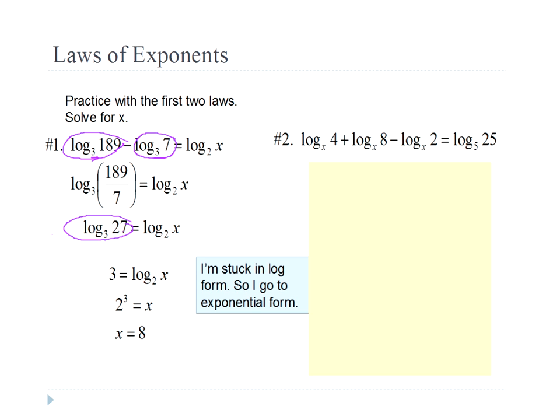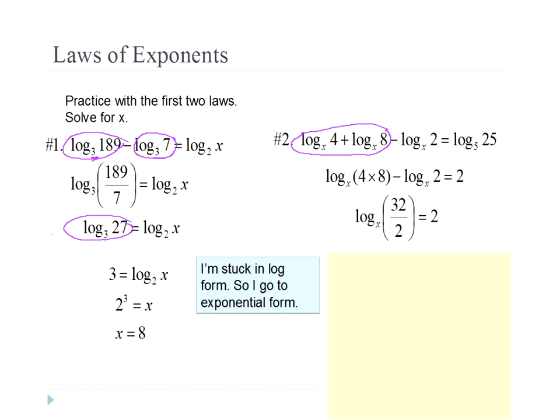In question 2, log to base x of 4 plus log to base x of 8 minus log to base x of 2 equals log to base 5 of 25. Well, first of all, I see that I have common bases. I also see that the right-hand side is a 2. So I'm going to write the left as log to base x of 32. And then I'm subtracting log to base x of 2, so I'll divide those arguments. This gives me log to base x of 16 equals 2. And I go to exponential form, and I see that x equals 4.